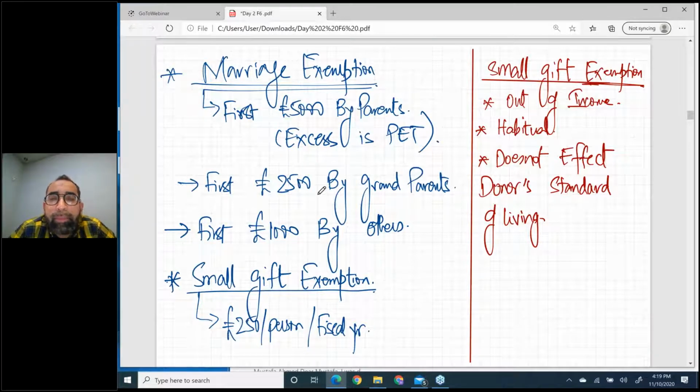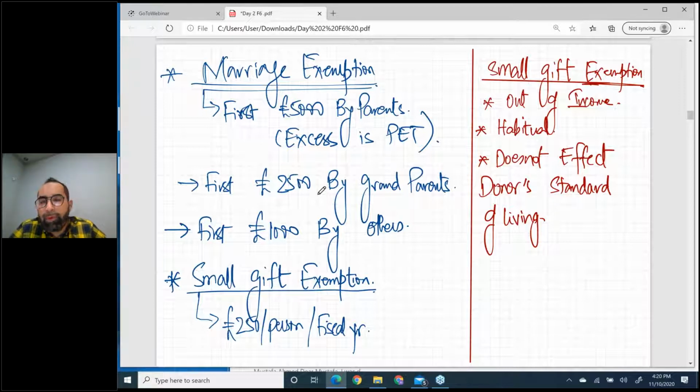First £5,000 by parents, excess is PAT. At the time of marriage, if a parent, mom or dad, gives a gift separately, the first 5,000 is exempt. The excess is PAT. What does it mean? Wait. For example, mom gifted £7,000 to daughter. That means out of this £7,000, the first 5,000 will be exempt through marriage exemption, and the excess 2,000 will be treated as PAT.